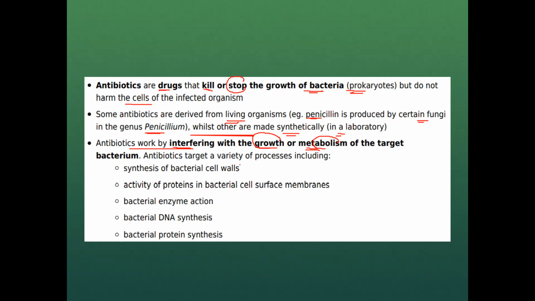Antibiotics target a variety of processes. Because we said that these are selective toxins, they can target synthesis of bacterial cell walls, the activity of proteins in bacterial cell surface membranes, which they will go and inhibit, bacterial enzyme action, bacterial DNA synthesis, and bacterial protein synthesis. So they can target any of these. They are made specifically for this, so they would target a variety of processes in the bacteria.